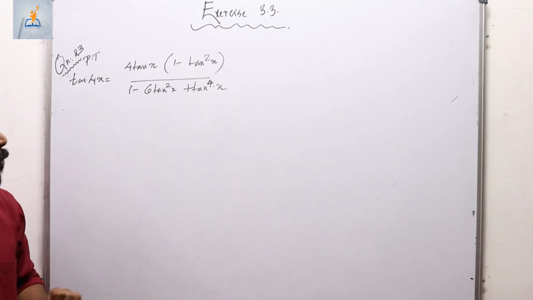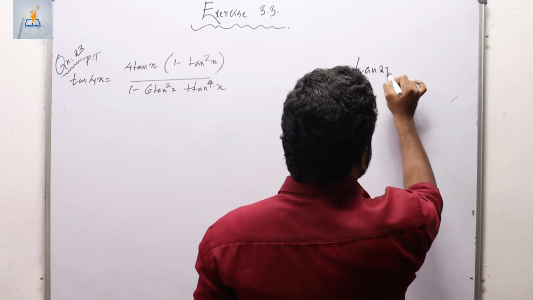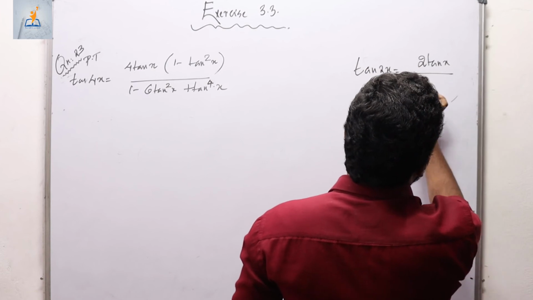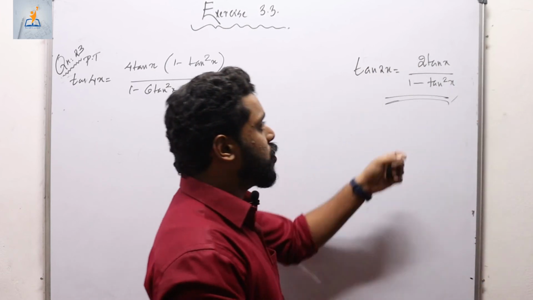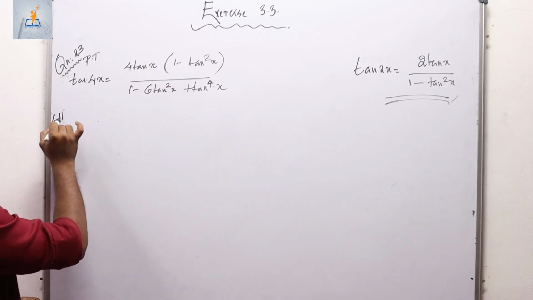This is what we have to prove. Before we begin, always remember that tan 2x is given by the formula 2 tan x divided by 1 minus tan square x, isn't it? So we shall just apply this formula over and over here to get the right side. So let us begin with LHS.